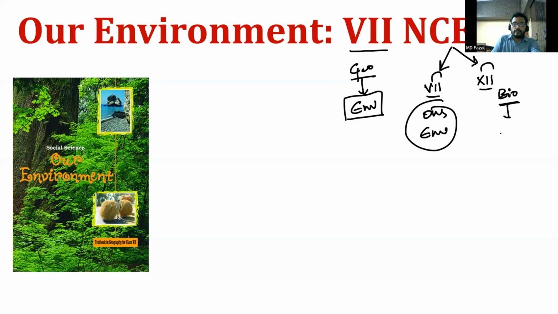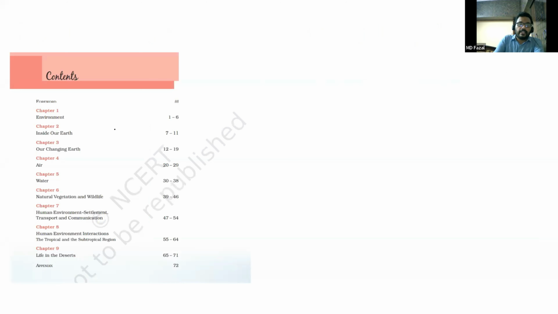In this, the last few chapters are for the environment perspective. So in that case, we can easily target our NCERT part, that is the environmental part. So we have around 9 chapters.